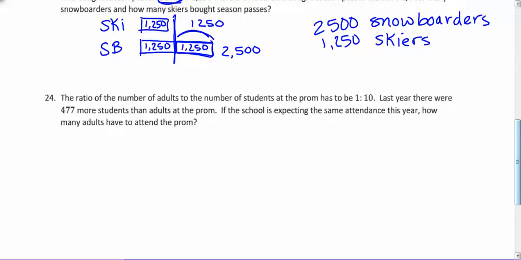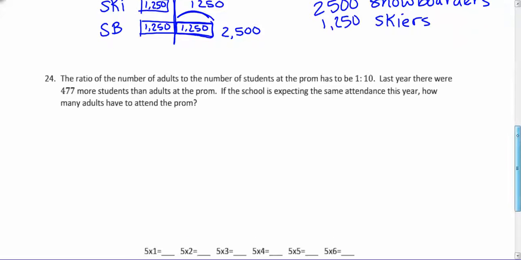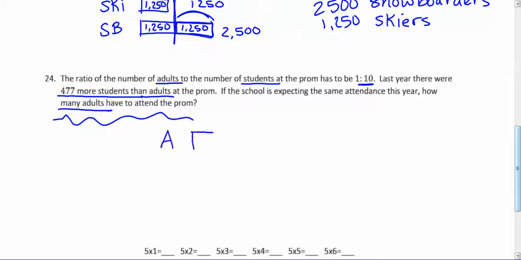Adults to students at the prom has to be 1 to 10. So for every 1 adult, there's 10 kids. All right, last year there were 477 more students than adults. If the school is expecting the same attendance, how many adults have to attend the prom? So you're going to set this up again with your ratio of 1 to 10. So adults 1, students 10.